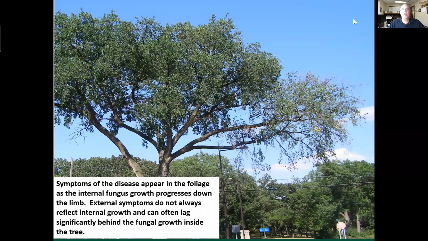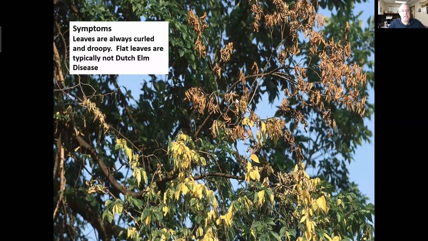Another key distinction you look at is, what do the leaves look like? There are a lot of things on an elm tree that create yellow leaves, but Dutch elm disease has its own very unique look, in that you get curled and droopy leaves, and oftentimes they'll fall off the tree. Flat leaves in the tree are typically not Dutch elm disease. So you've got to be looking for that curl. Typically you'll get some brown with some yellow and some light green, all mixed in.